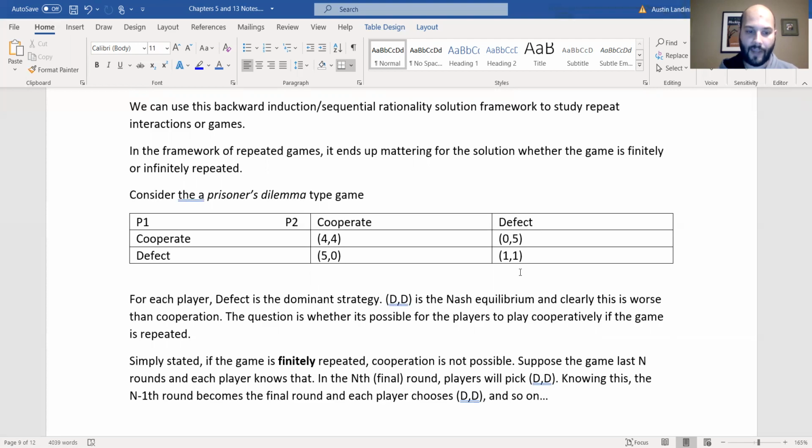Why? Suppose the game lasts n rounds and everybody knows how many rounds it will last. Now, suppose we're in the final round. What's going to be the equilibrium of this game? Each player, knowing it's the final round, has incentive to defect. So DD. Well, then what about the previous round? In the previous round, everybody knows everybody's going DD in the final round. That makes the n-1th round the final round, and everybody picks DD once again.